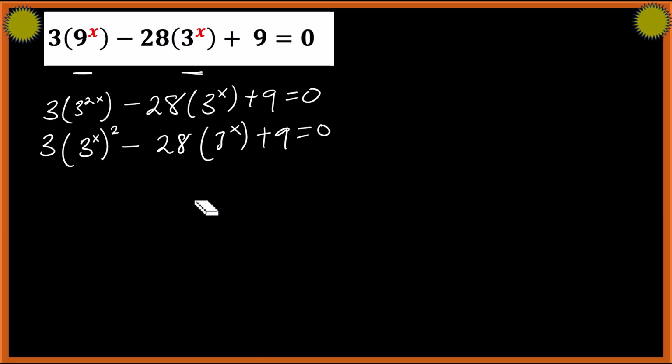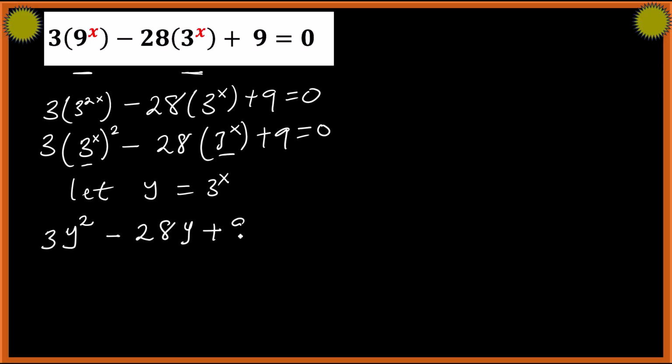We have 3 raised to x in common, so we can take it out by representing it by a variable. So let y be that. Let's substitute y here. So we have 3y, remember the power here, squared, minus 28 multiplied by y, plus 9 equals 0.